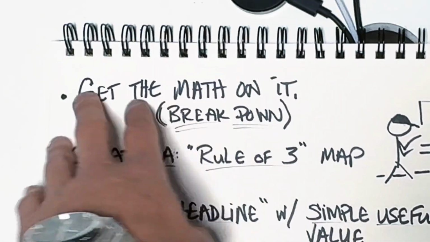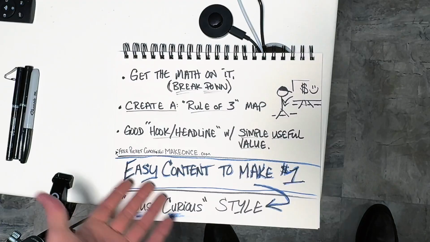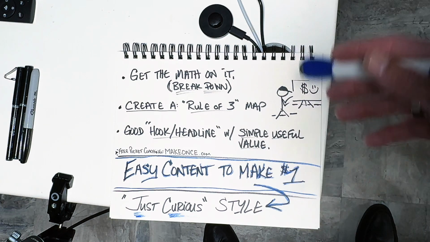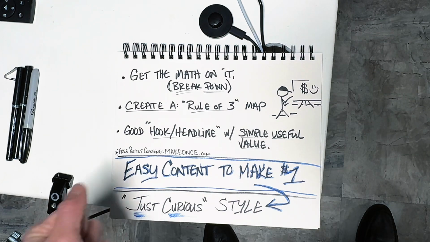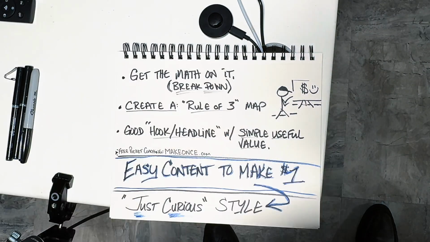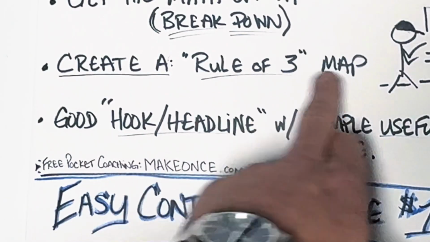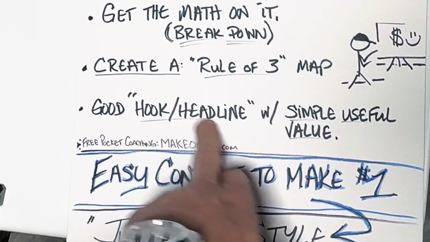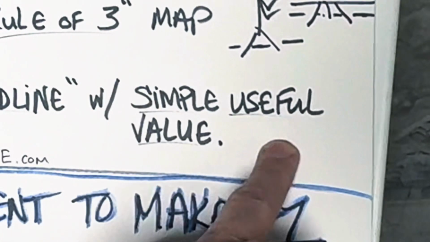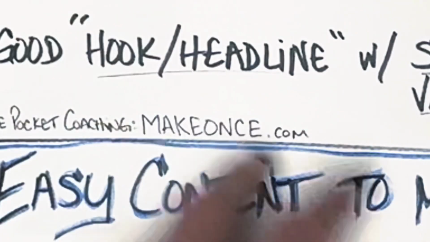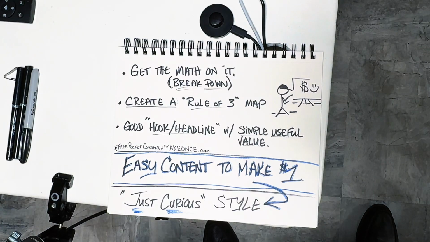It's just break something down. Be curious about something. What if somebody did this? Or I wonder how much people actually make online. Or I wonder how somebody could make their first $1 if they did this. It's simple. You're just helping somebody see something more clearly and just use the rule of 3. 1, 2, 3. Create a good hook and a headline with just simple, useful value. And if people want to know more about what you're talking about, or if they like it, they know how to find you. You don't have to do call to actions or anything.